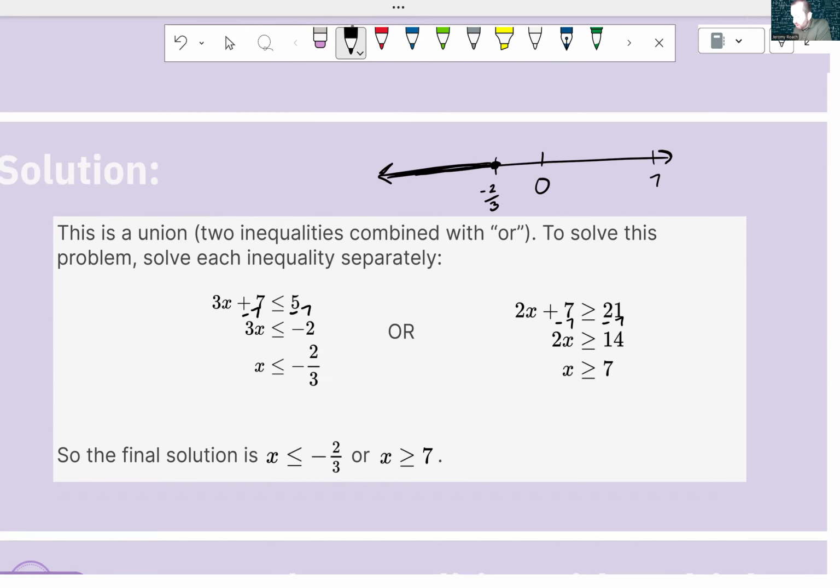And then it says, or X is greater than or equal to 7. So start at 7, put a solid dot because it can be equal to 7. And then we shade everything that's greater than. So here we can see these lines are diverging. They're going in two different directions and they're not overlapping or crossing in one region. That's how we know that we have an or statement.